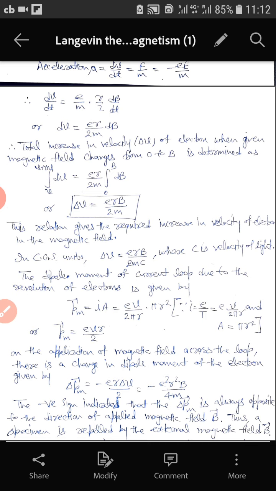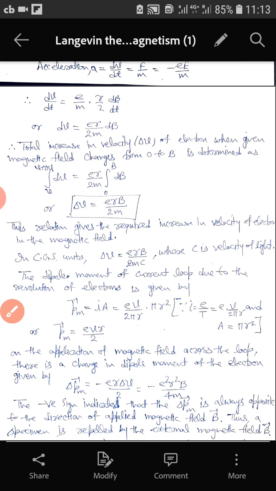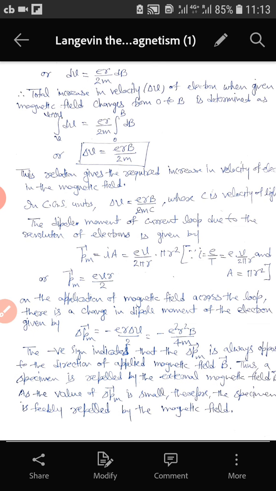This magnetic moment which we have calculated is due to the independent atom when there was no magnetic field. But now when we put that atom under the influence of the magnetic field, the velocity will get changed. If velocity gets changed, then correspondingly the dipole moment will also get changed. So on the application of the magnetic field across the loop, there is a change in the dipole moment of the electron, and that change will be delta PM equals minus ER delta V by 2. We just replace V by delta V and PM by delta PM.